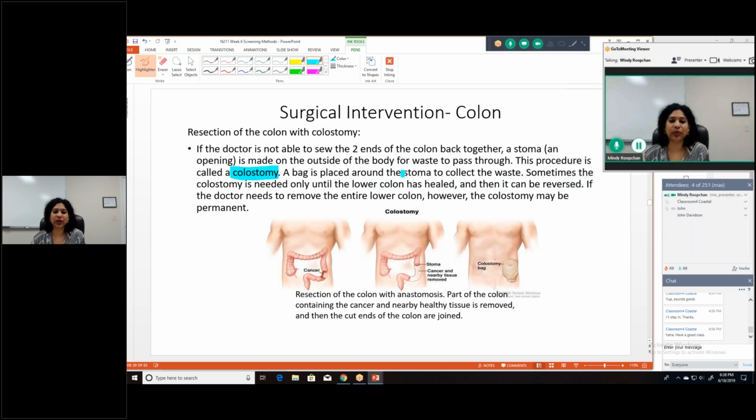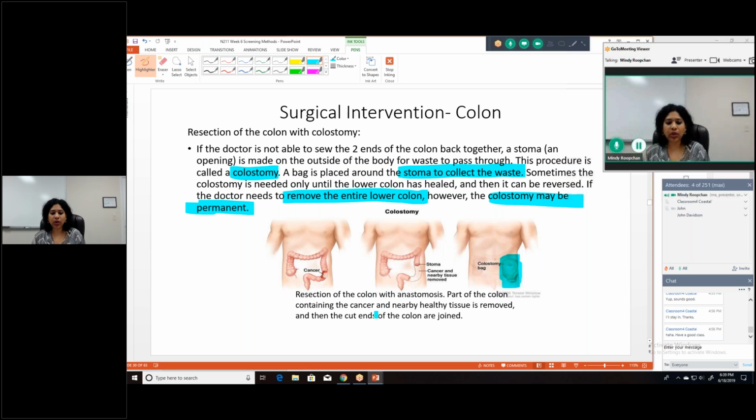A bag is placed around the stoma to collect the waste. Sometimes the colostomy is needed until the lower section of the colon has healed, and then it can be reversed. So if the doctor has to remove the entire lower section of that colon, the colostomy now cannot be reversed. It's now permanent. So here's a picture of what it is, and here's the bag. Know those bags very well.